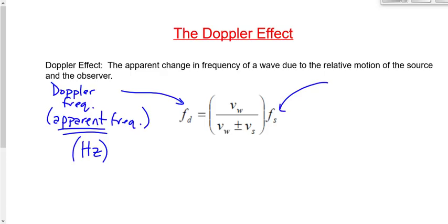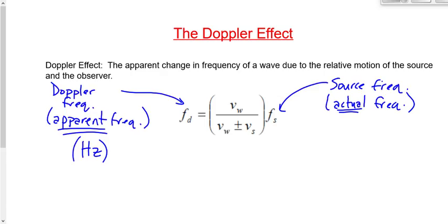Fs, on the other hand, is the frequency of the source, which is the actual frequency, the real frequency, the frequency that we don't actually hear when it's coming towards us or when it's going away from us. We hear a Doppler frequency that's higher than the real frequency, than the frequency of the source, when it's coming towards us. We hear a Doppler frequency that's lower than the source frequency when it's going away from us. The source frequency is somewhere in the middle.